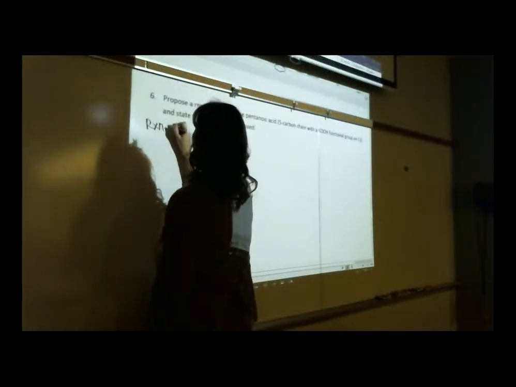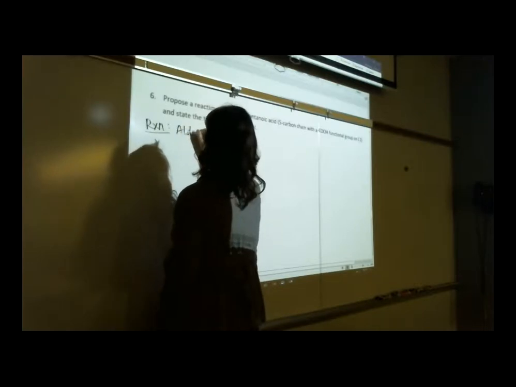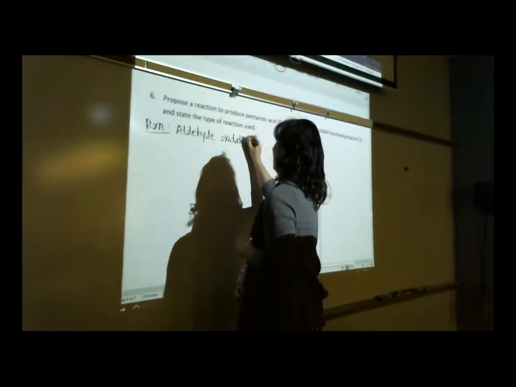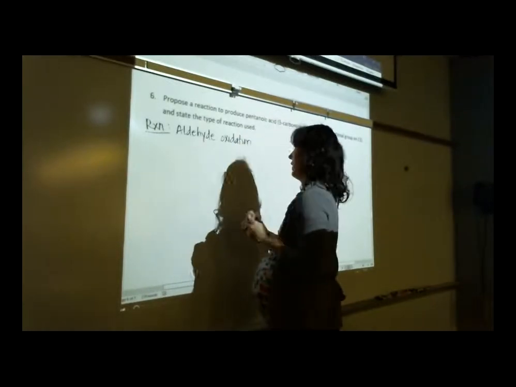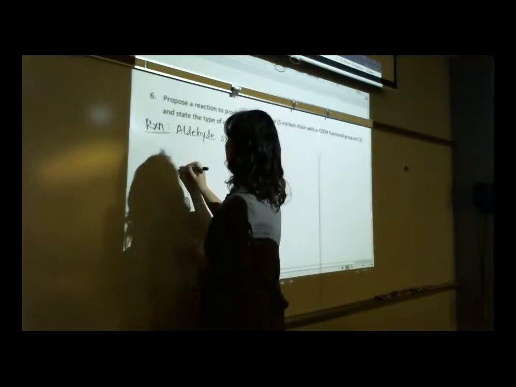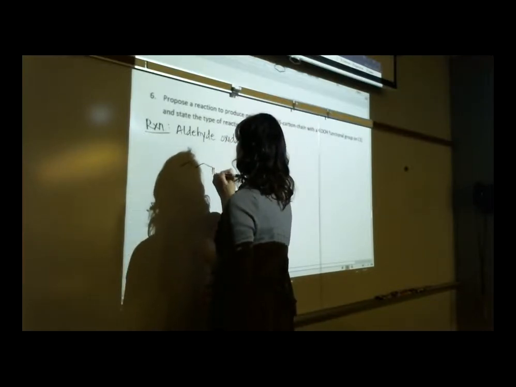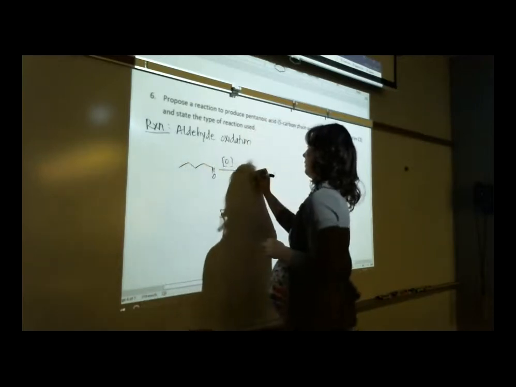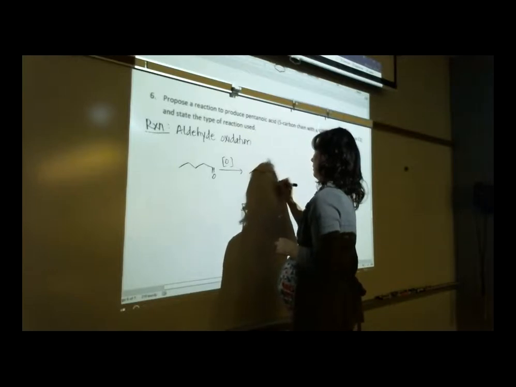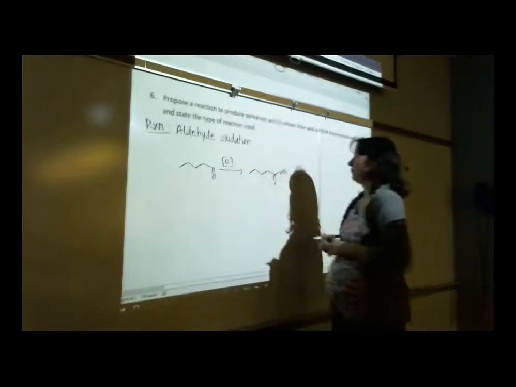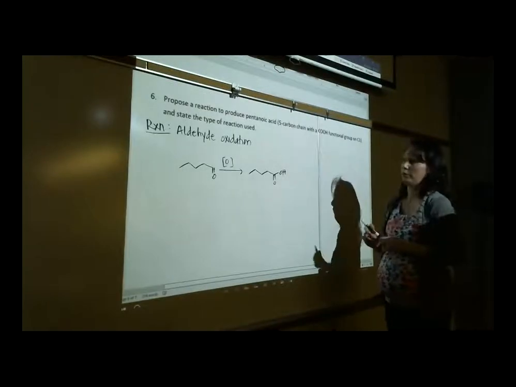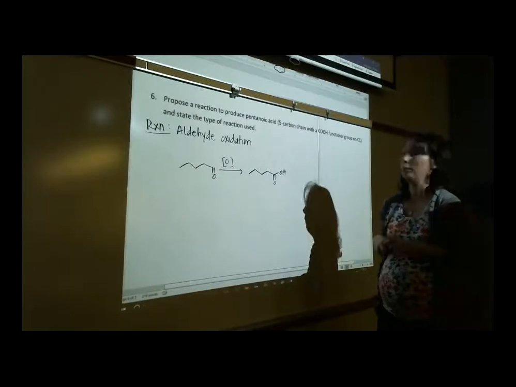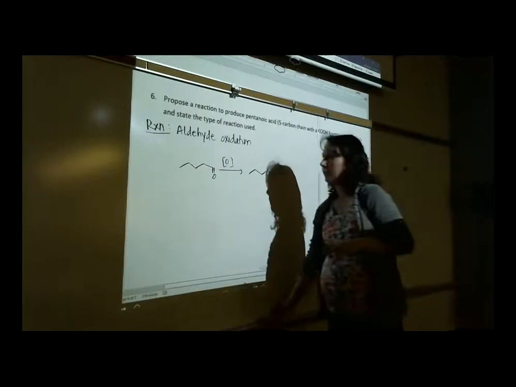Right. Aldehyde oxidation. Good. And aldehydes oxidize super easily, right? So if you just start with pentanal, 1, 2, 3, 4, 5, and then use any oxidizer of your choice, you'll get pentanoic acid. Which is what we're looking for. That was the only one we've talked about on how to make a carboxylic acid. We haven't talked about anything else.